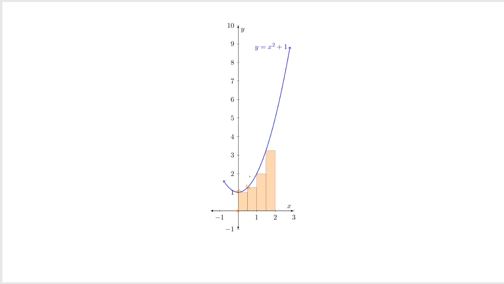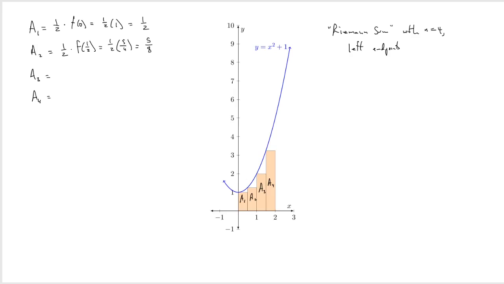This second rectangle, its height is f of 1/2. The third rectangle, the height is f of 1. And the fourth rectangle, the height is f of 1.5. And the sum of the areas of these 4 rectangles gives us an approximation of the area under the curve, and it's called a Riemann sum with n equals 4 because there are 4 rectangles, using left endpoints, because the height of each rectangle is given by the function value evaluated at the left-hand endpoint of the rectangle, or the left-hand x value of the interval that the rectangle spans.